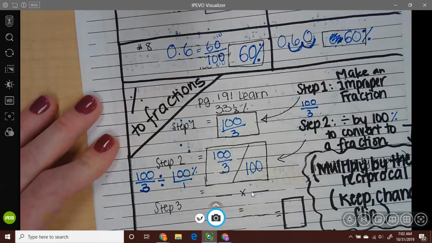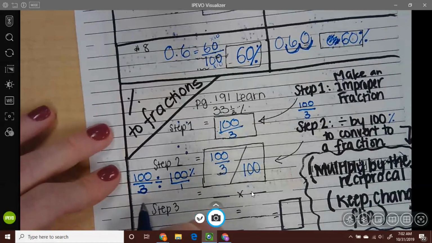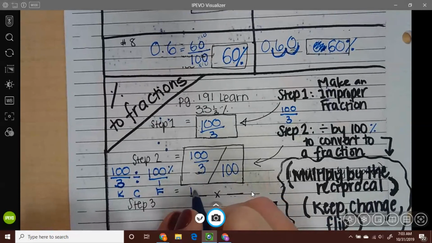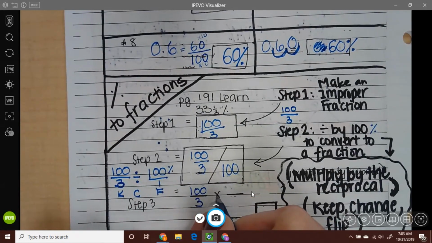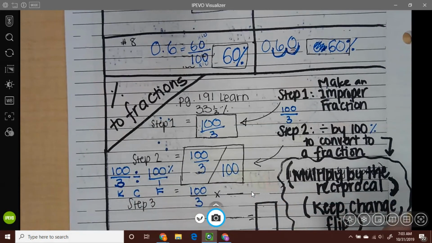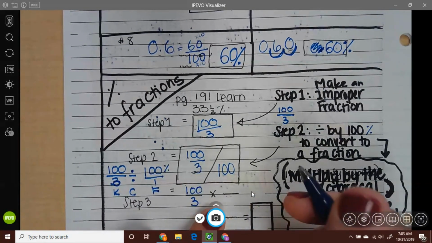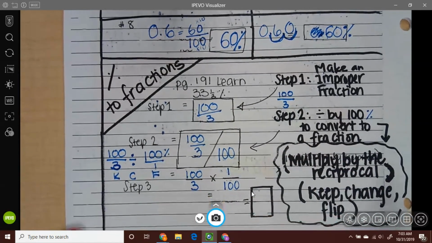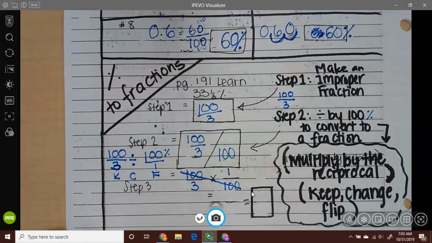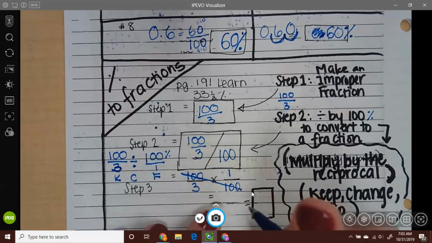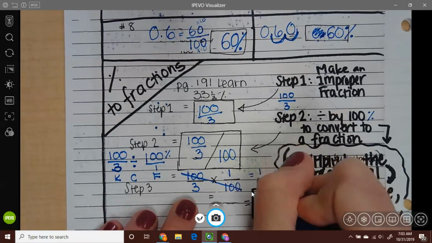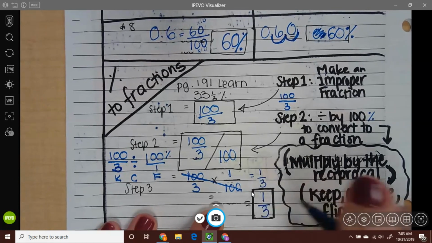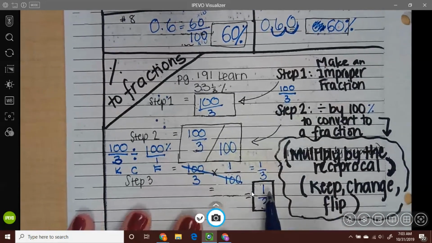Okay, now we have to do keep, change, flip. So I would do 100 over 3. Then I change the operation just because I'm dividing by a fraction, so I have to multiply by the reciprocal. So times 1 over 100. Well, lucky for us, the 100 and the 100 can divide by each other, so they cancel out. And I'm left with 1 over 3. So 33 1/3% is actually 1/3 as a fraction.